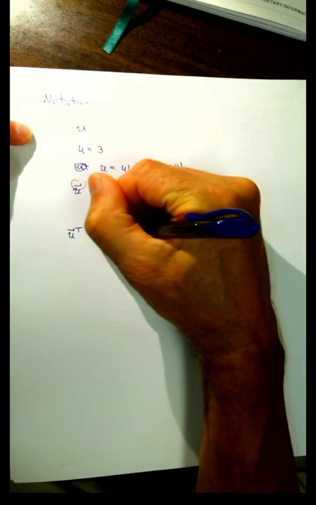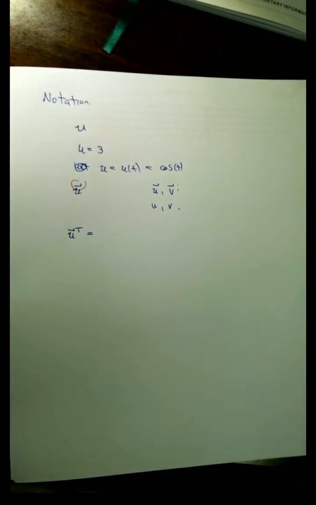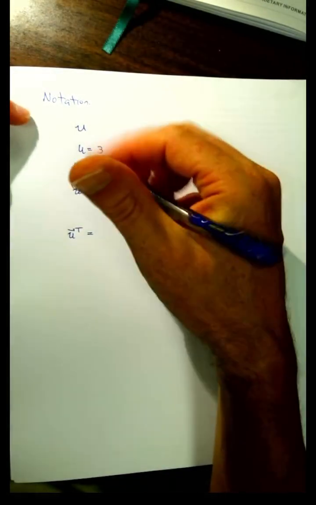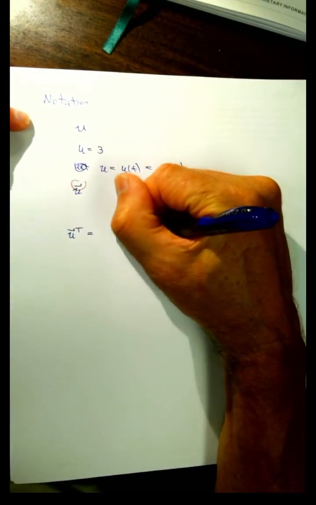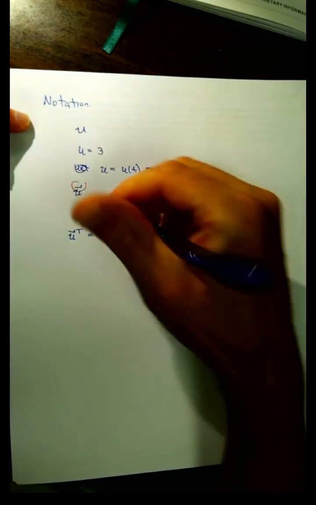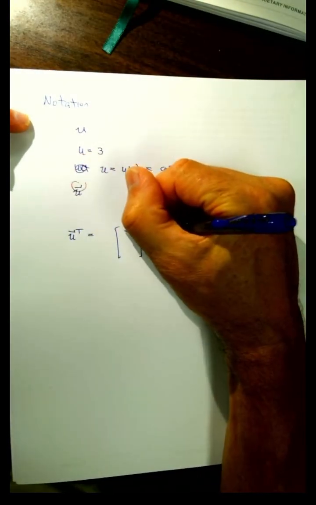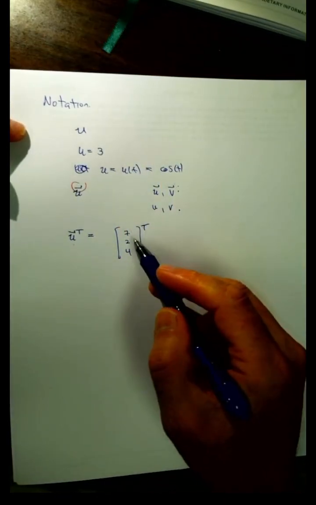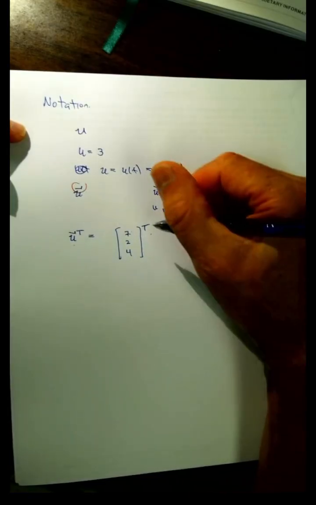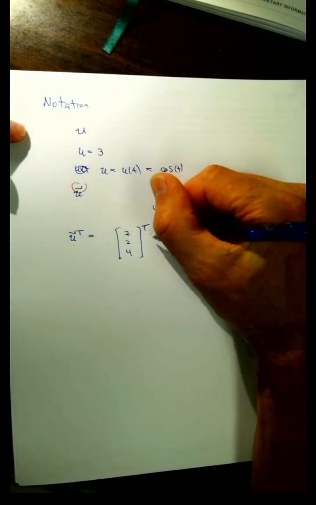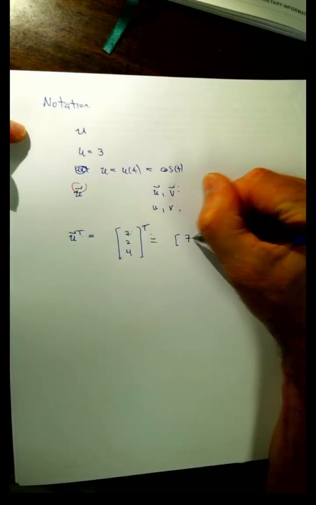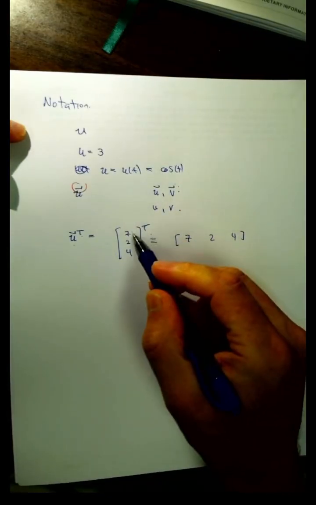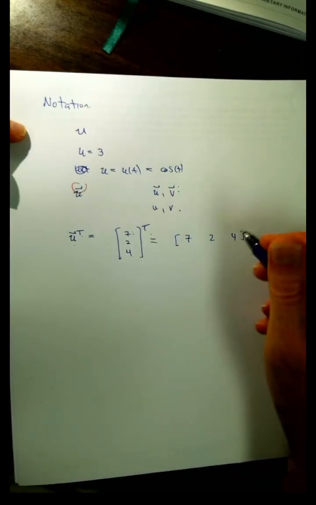And we're also going to need something called a transpose. The idea behind a transpose is we just flip it so that if you have a column vector, it becomes a row vector. If you have a row vector, it becomes a column vector. So for example, if U is a column vector, 7, 2, 4, and I take its transpose, I'm basically just going to flip it on its side. So this becomes 7, 2, 4, and this is now a row vector.